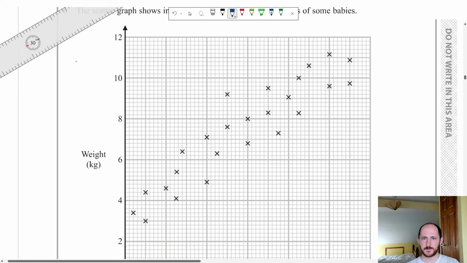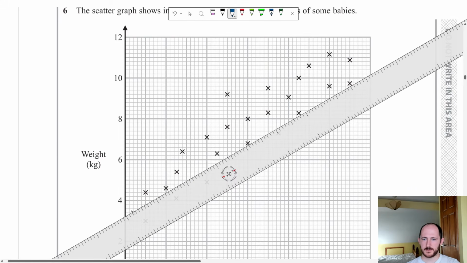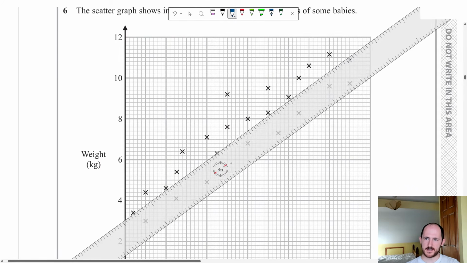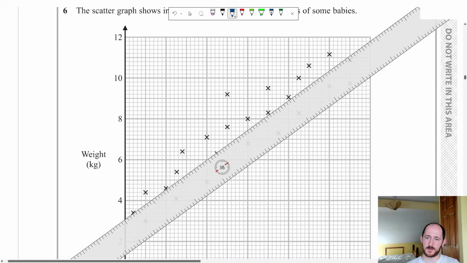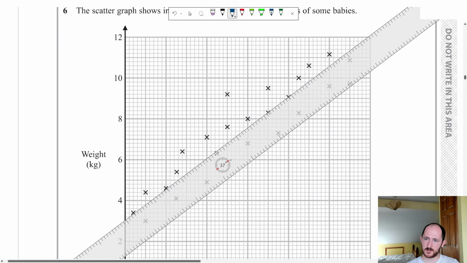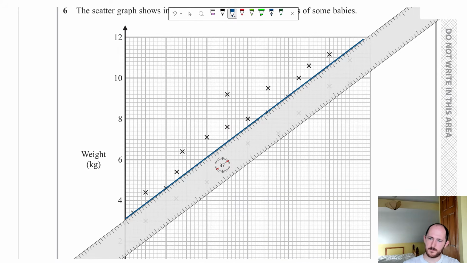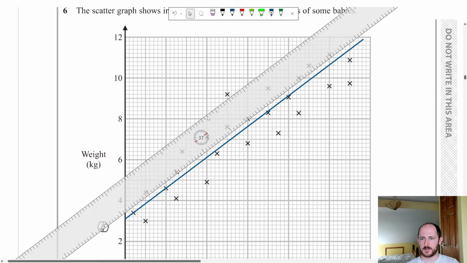So, line it up. By the way, my ruler on this is not the best because it only goes up in set degrees. It doesn't go up normally. Let's see. Does that look about right? I think that looks reasonable. And we're just going to draw a line of best fit. Boom, like that. And I'm just going to get rid of this.